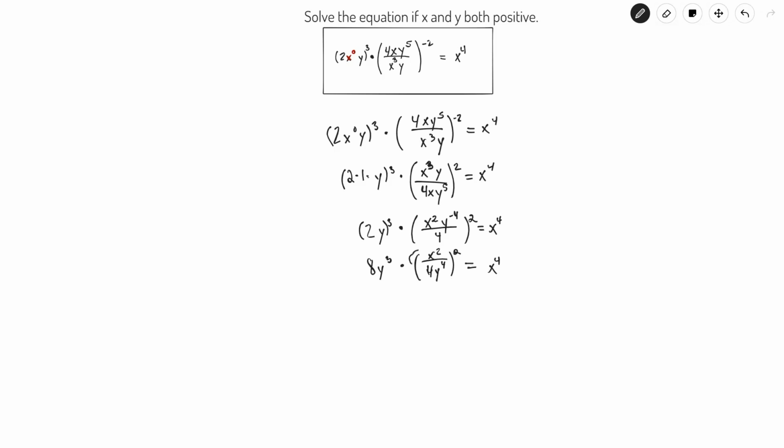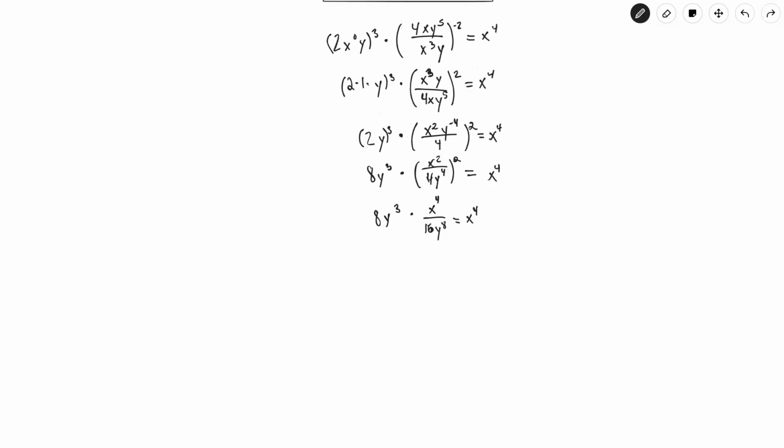Continuing, I'm going to now apply this 2nd power into that group there. This 8y to the 3rd power, I'm just going to let it be for right now. And I see that I get in my numerator x squared to the 2nd power, which is really just x to the 4th power. In my denominator, I have 4 to the 2nd power, which is 16. And I have y to the 4th to the 2nd power, which is y to the 8th, equals x to the 4th power. Now I'm ready to just multiply these two fractions here.